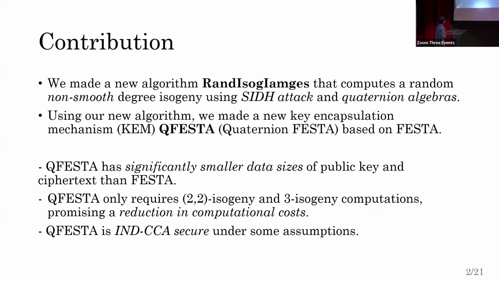So here are our contributions. First, we made a new algorithm called random isogeny images that computes a random non-smooth degree isogeny using the SIDH attack and quaternion algebra. Using our new algorithm, we made a new key encapsulation mechanism named QFESTA that is based on FESTA. Our QFESTA has significantly smaller data sizes of public key and ciphertext than FESTA, and it only requires 2-isogeny and 3-isogeny computations, promising a reduction in computational cost. In addition, we proved that QFESTA is IND-CCA secure under some assumptions.